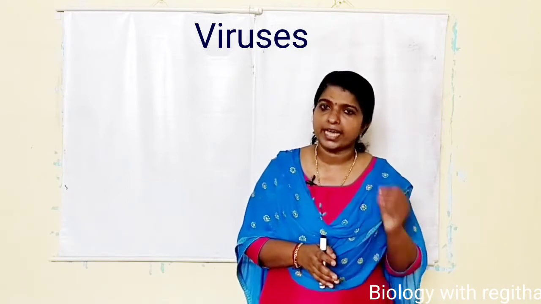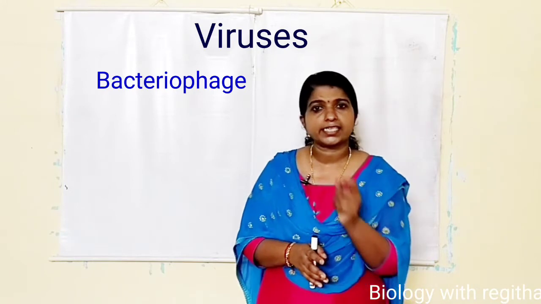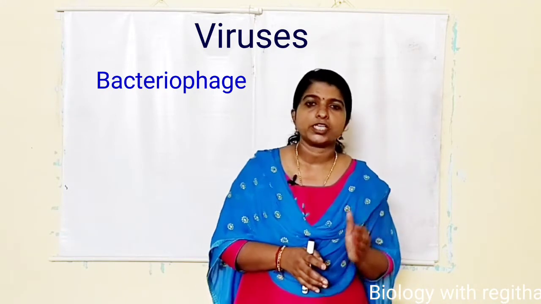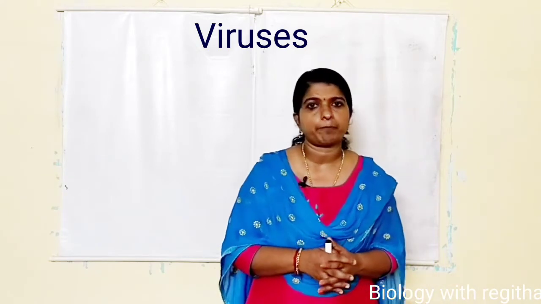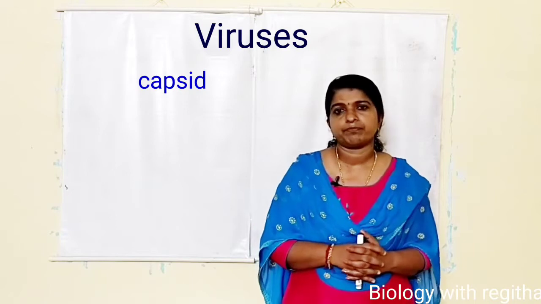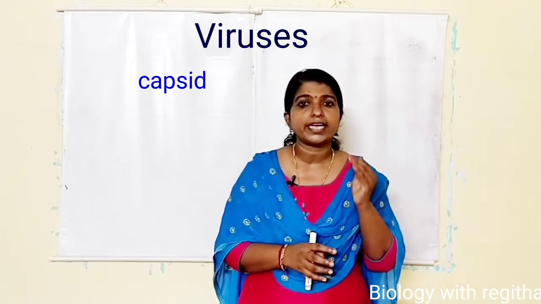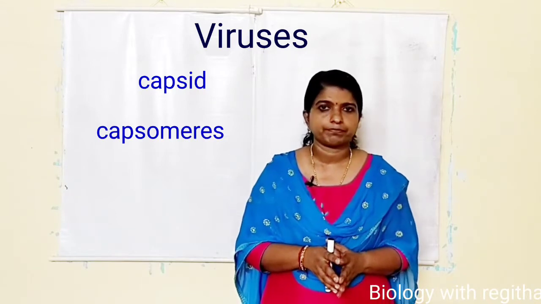There is one more category, bacteriophage, means the virus that attacks a bacteria. It possesses a double-stranded DNA as its genetic material. The protein coat is known as the capsid. It is made up of units called capsomeres. These are arranged in different shapes.